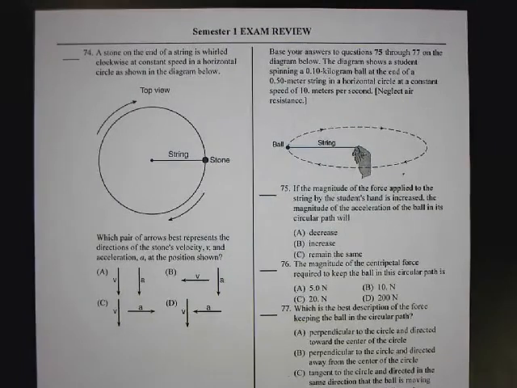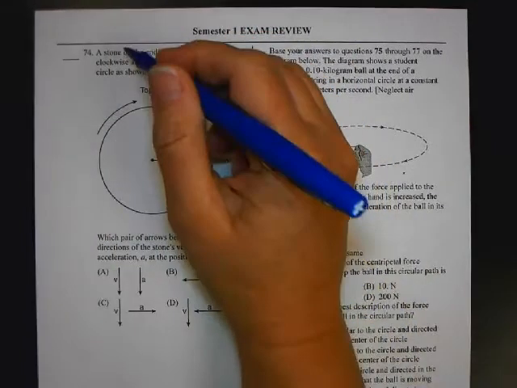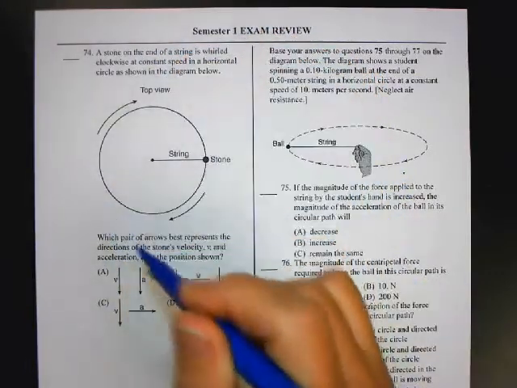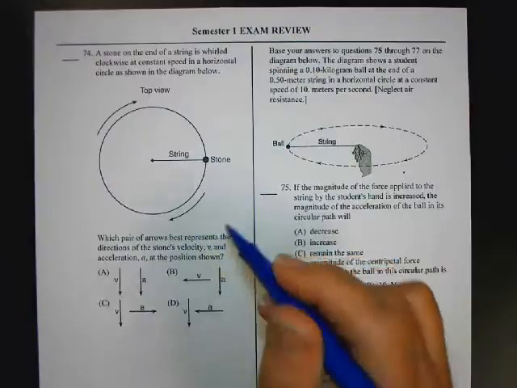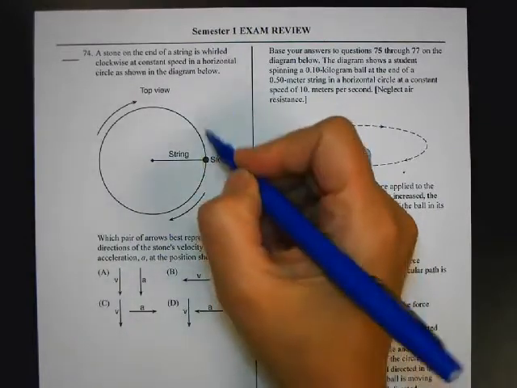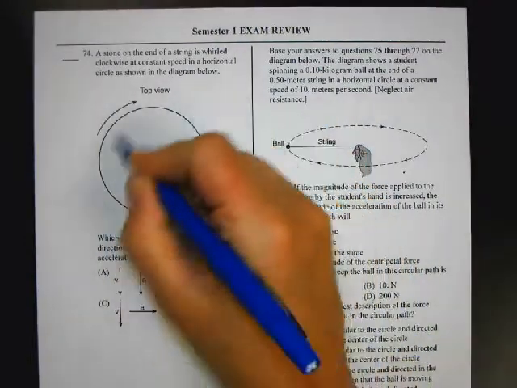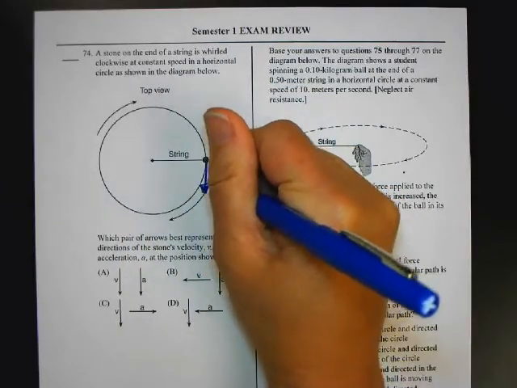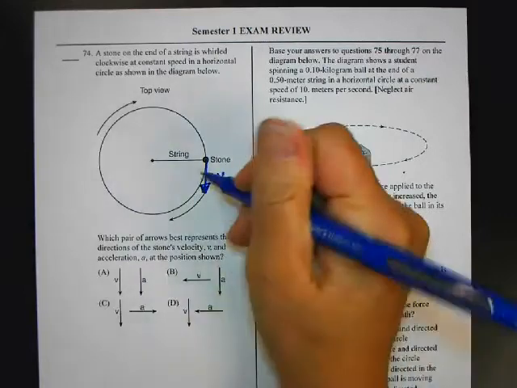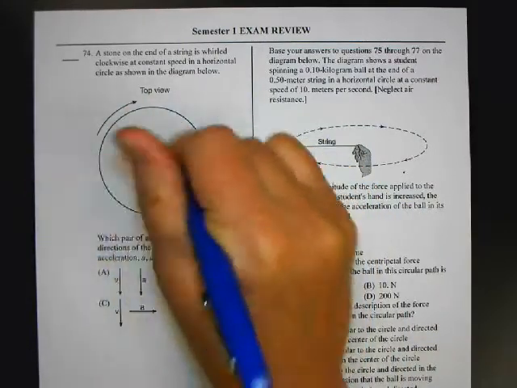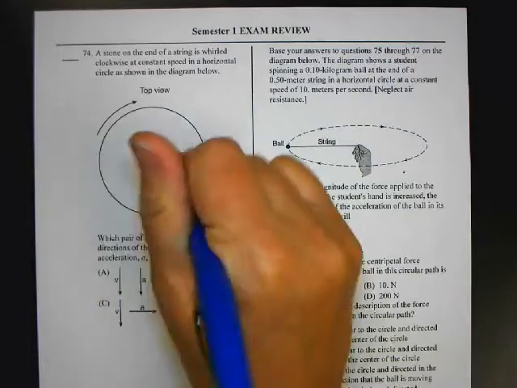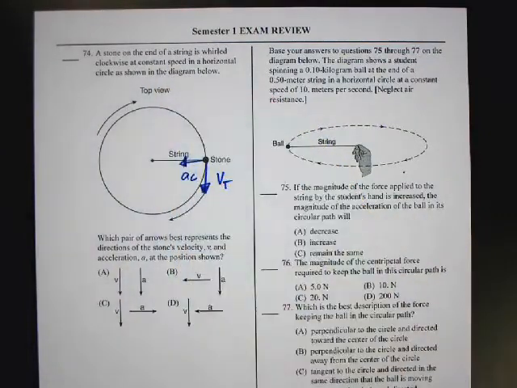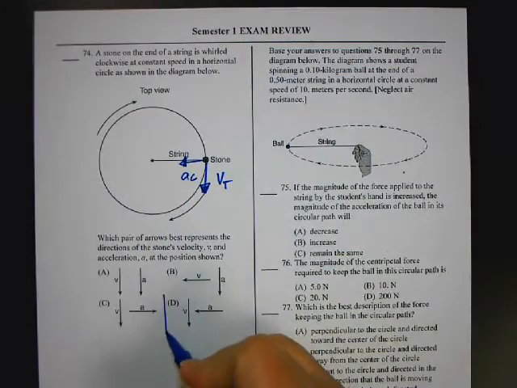All right, 74. So a stone on the end of a string is whirled clockwise at a constant speed. Which pair of arrows represent the direction? So we know that here's where the stone is. It's going this way, and the velocity is always tangent to the curve at that point and that point only. So this is my velocity. It's going down because it's going clockwise. If it went counterclockwise, it would be going up. And then we know the acceleration always acts towards the center. So the answer there is D.